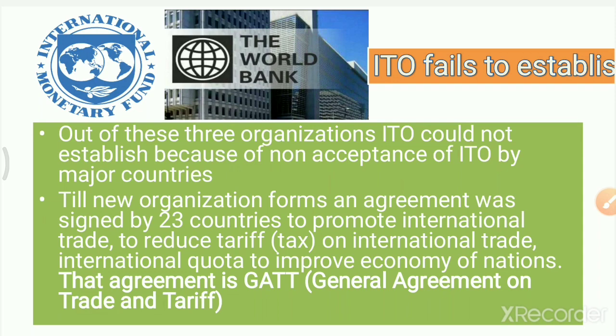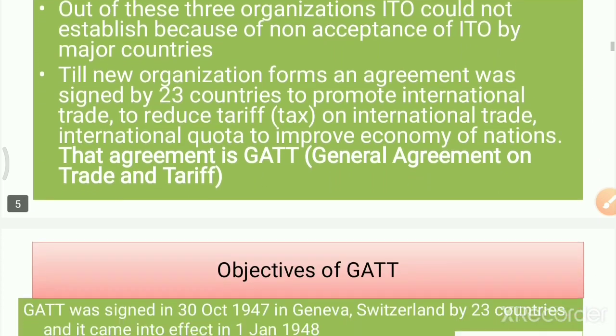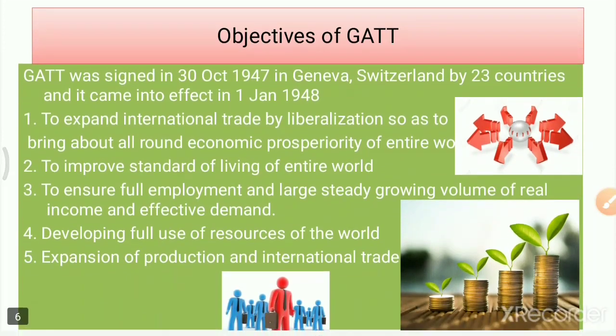Why did it fail to establish? Because the American government rejected it. They were not interested in being part of the International Trade Organization. That's why the rest of the countries formally signed an agreement, and that agreement is known as GATT, that is General Agreement on Trade and Tariff. What was the objective of this GATT? If you look at this photograph, it suggests that liberalization, employment, and improvement in standard of living are the objectives of GATT.